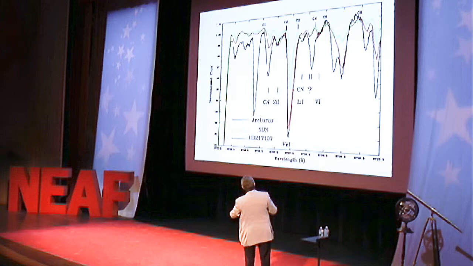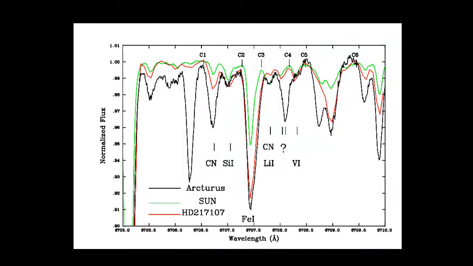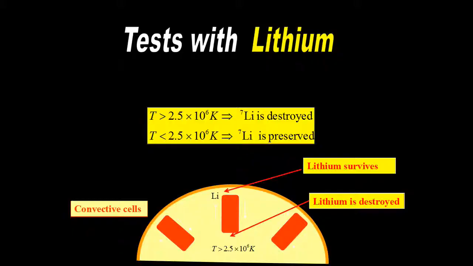So to measure the abundance of lithium, which is here, you have to perfectly understand the whole region, make very good quality spectra, make the fits, and so on and so on. It's very tough work to work with lithium. But we do this because lithium is the only element which can be destroyed in normal stars after the star has been formed.